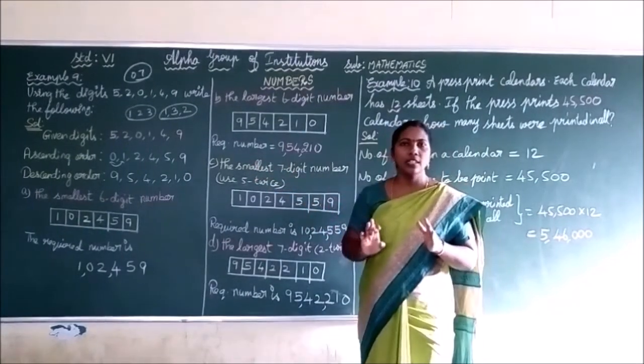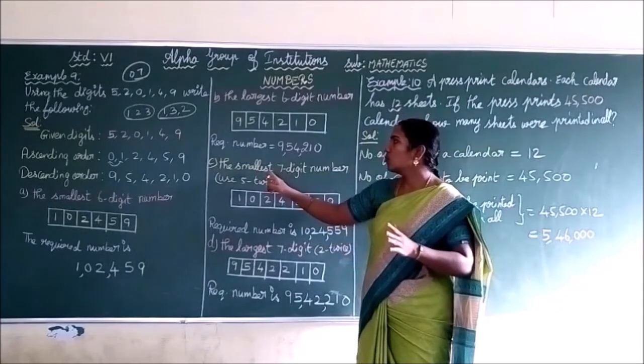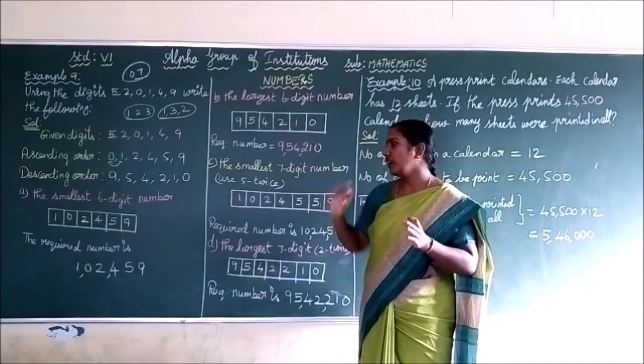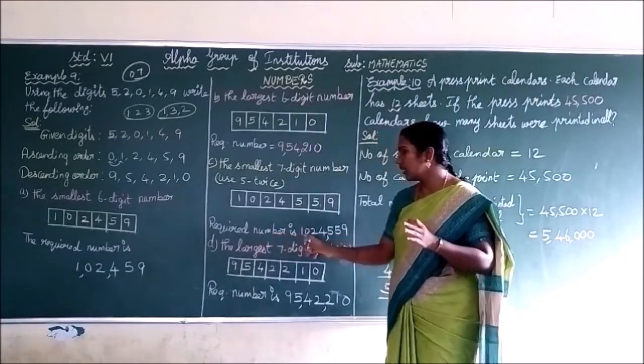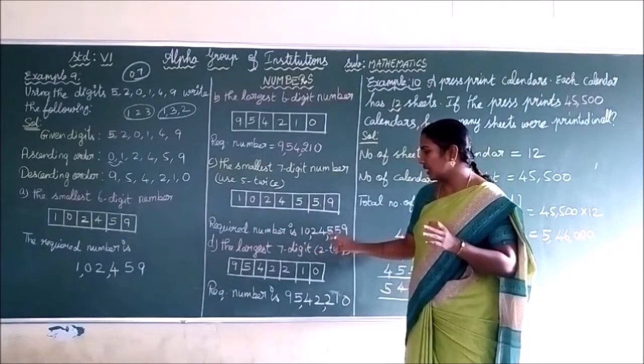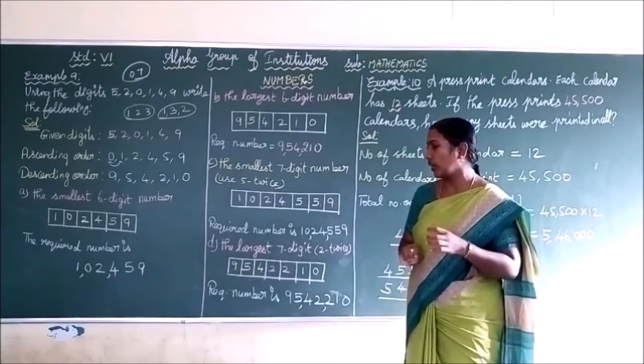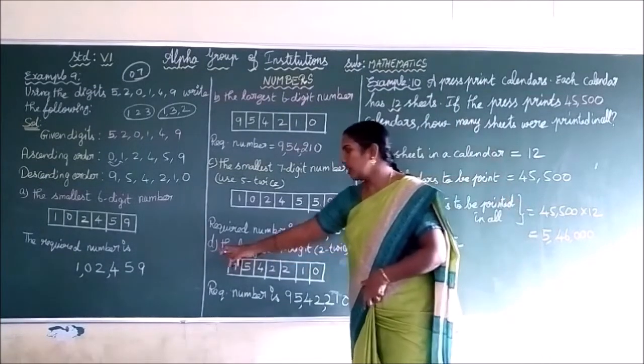It's clear that thus we have formed the smallest 7-digit number by using the given digits. Thus the required number is 10,24,559. It's clear? Okay. Next, what is the question, part D?